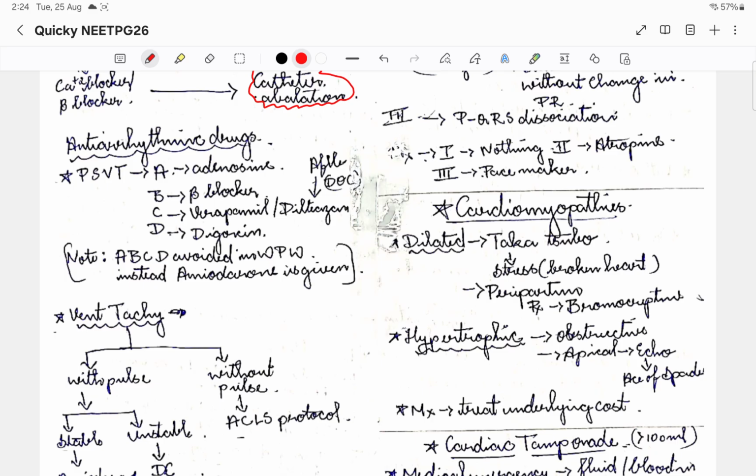So remember ABCD. In antihypertensives also it is ABCD: ACE inhibitors, ARBs, beta blockers, calcium channel blockers, then the diuretics. Here also it is ABCD. So first is adenosine, then the beta blocker, then we'll go for calcium channel blocker, then digoxin. This is how we choose the antiarrhythmic drugs.